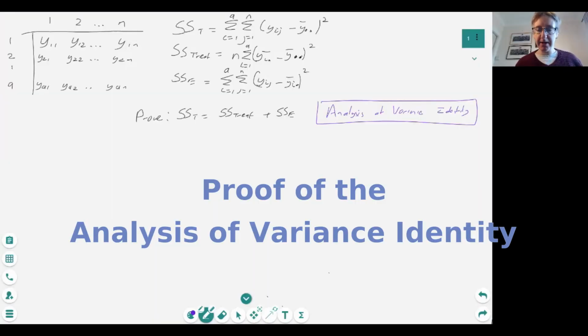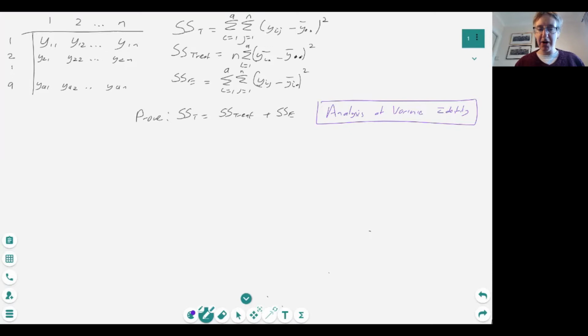Hello, so today we're going to prove the analysis of variance identity. This is something that occurs in a vast majority of statistics courses which talk about ANOVA. It's really a way of partitioning up variation. Okay, so we're going to prove essentially this statement here, which is the analysis of variance identity.